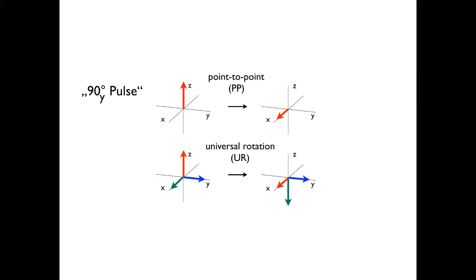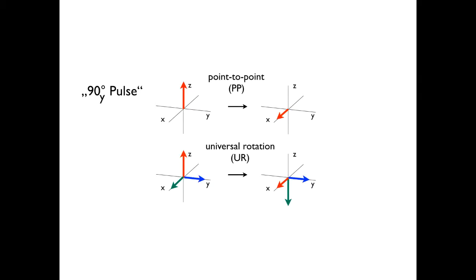See, here we only considered one vector, and we have no idea what x, y, z do. And in many cases, actually, this is completely fine. We are only interested in this one point-to-point transformation. However, if you do some refocusing pulses, echo experiments, for example, then we need such universal rotation pulses to really refocus the magnetization independent of where it is originally.